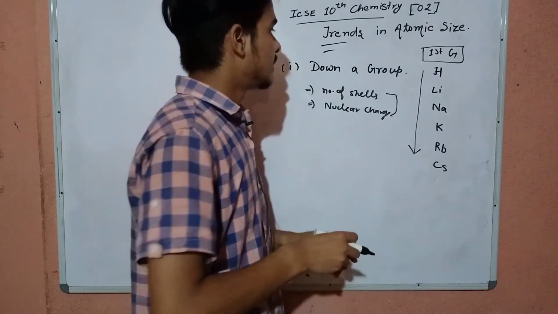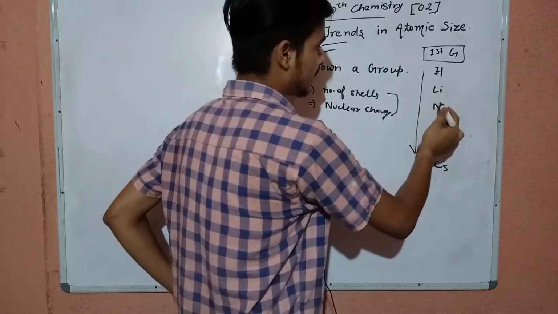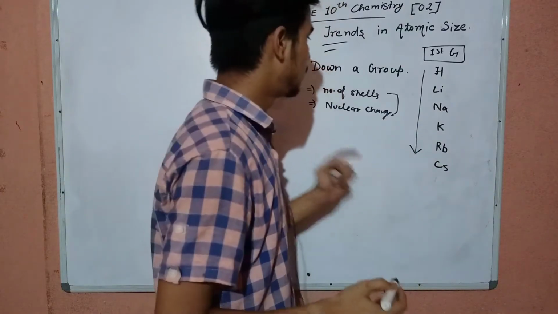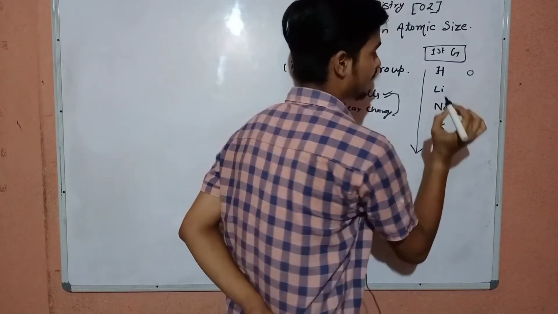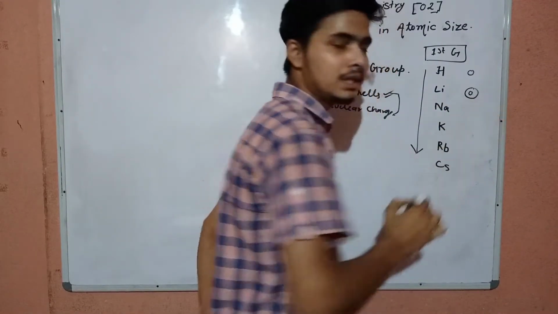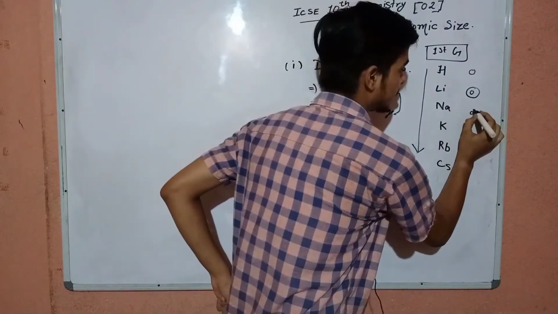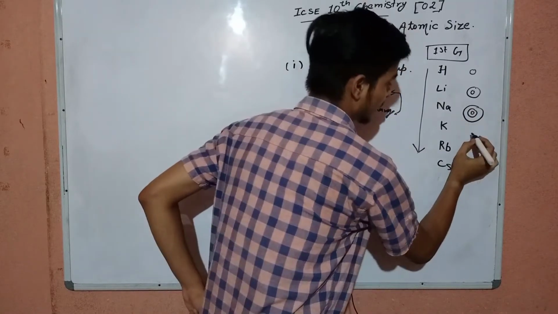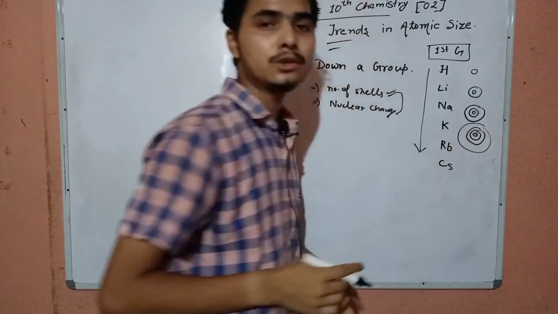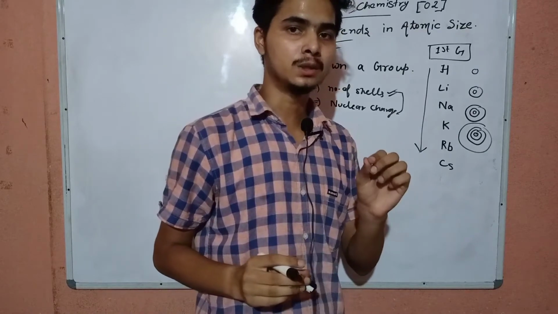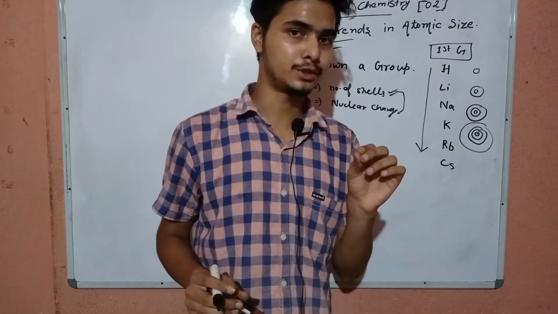Okay, so if you see it carefully, then you will notice that when we are going down, the number of shells is getting increased. For hydrogen there is only one shell. For lithium, what is the electronic configuration? It is 2,1, so there are two shells. If you consider sodium, it has 3 shells. For potassium, there are 4 shells, because its electronic configuration is 2, 8, 8, 1.